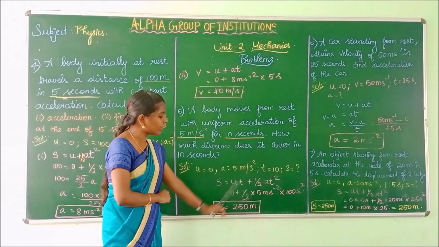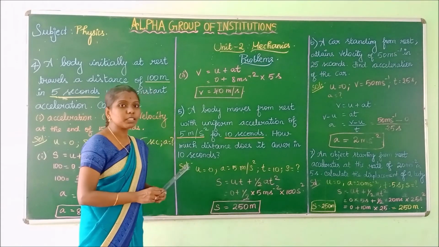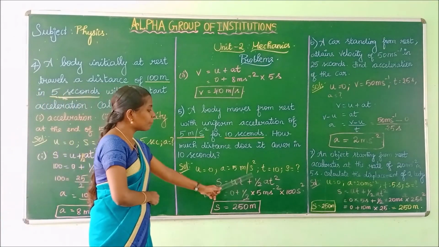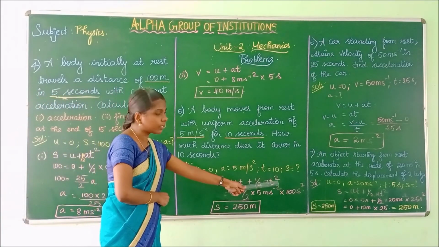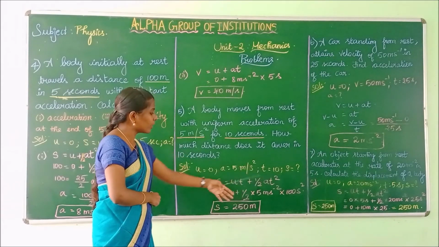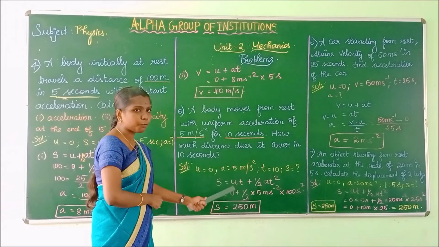We have to calculate distance. What is the formula that we use to calculate distance? S is equal to ut plus half at square. Substitute the given values in this formula.